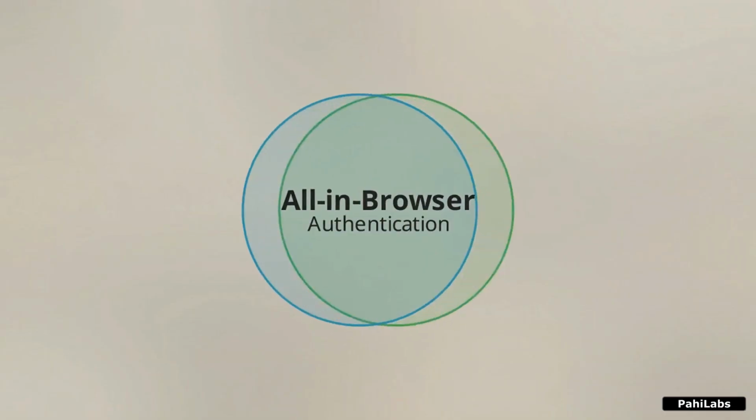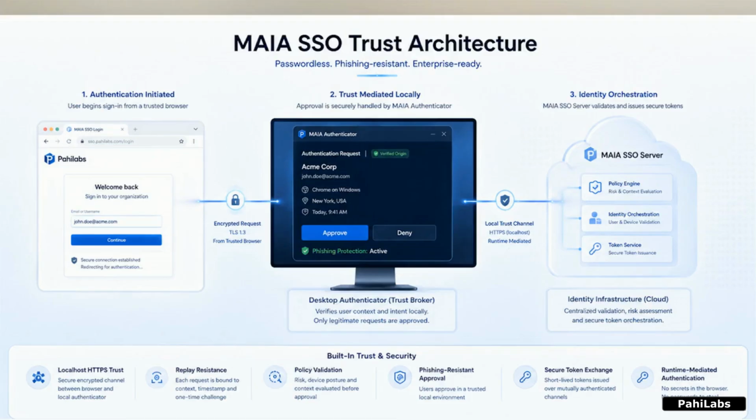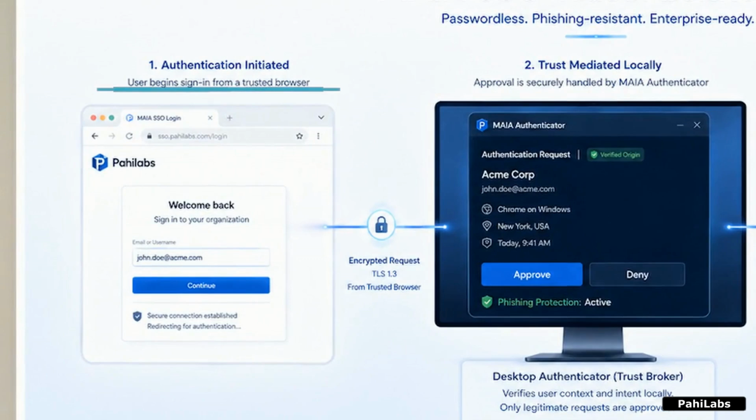MAIA SSO addresses this by separating the act of starting a login from authorizing it. This is the MAIA Trust architecture. It creates 3 distinct zones of control: the browser, the local desktop authenticator, and the central SSO server in the cloud. A user initiates a sign-in from their browser, providing a familiar starting point.